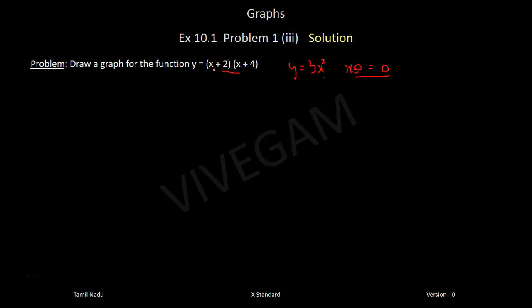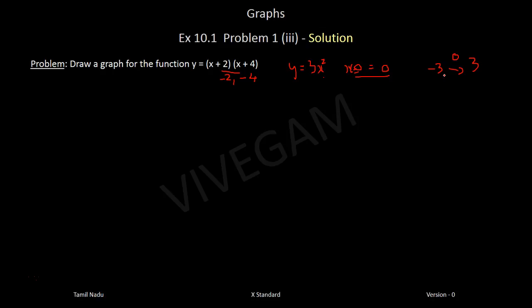When y is equal to 0, (x plus 2) into (x plus 4) will be equal to 0, so x will be equal to minus 2, or x will be equal to minus 4. So we have the values of x as minus 2 and minus 4. In the previous problem the range we had was minus 3 to 3. It doesn't really matter there because 0 happens to be in between.